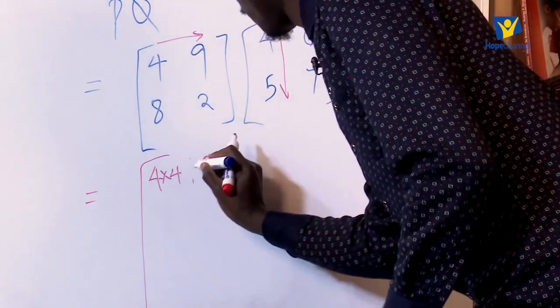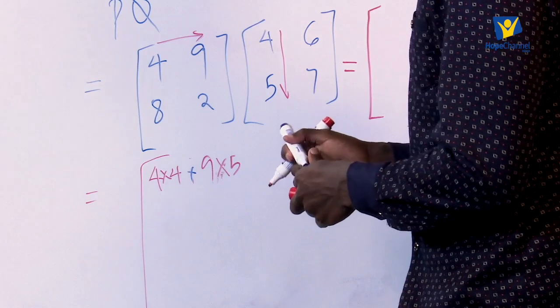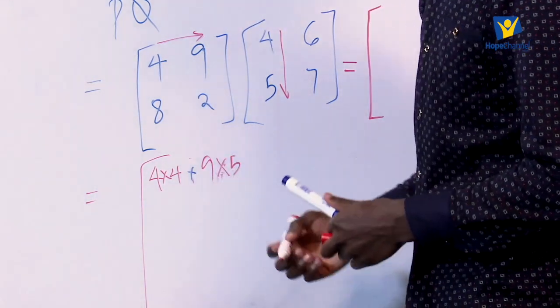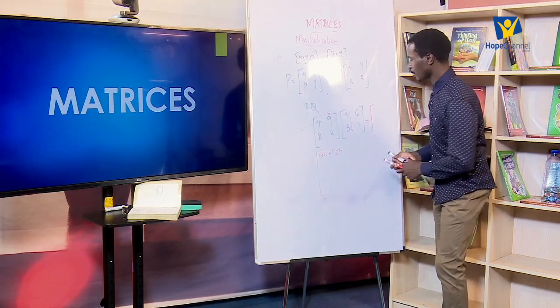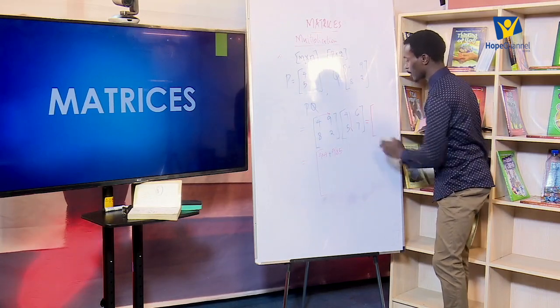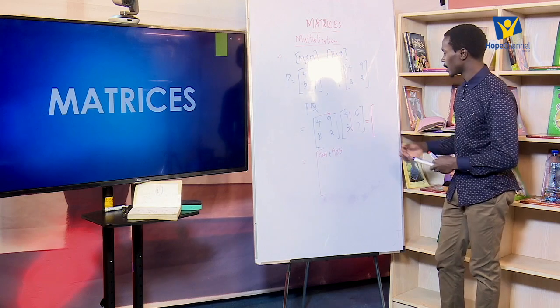Four multiplied by 4 plus 9 times 5. This will give us the element of the solution matrix. So be sure that you do it correctly, row against column. So 4 times 4 is 16, 16 plus that. Okay, let's move on to the next one, then we'll get the solution.